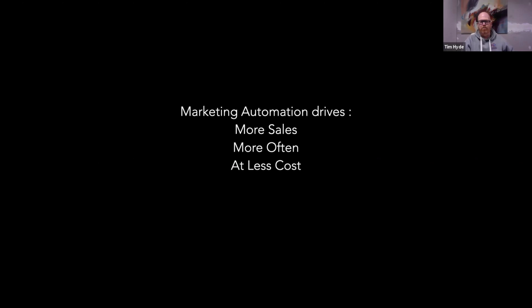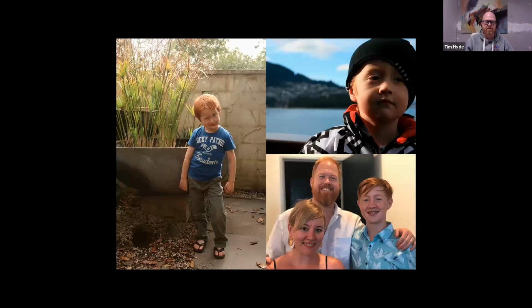Okay, let's look at some other stuff. Of course, marketing automation pretty much drives more sales more often at less cost and in less time, which all sounds pretty good, right? But ultimately, we've all got our own reasons for why we do some of this. Now, these are some of my reasons.